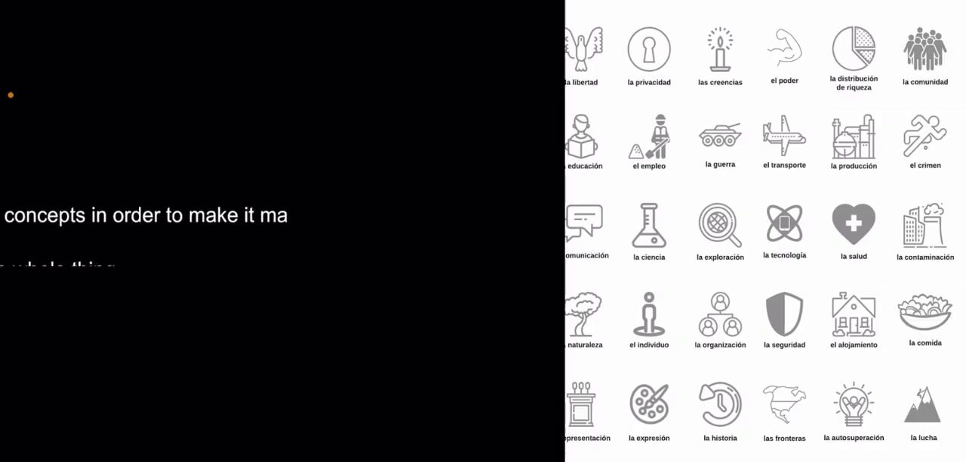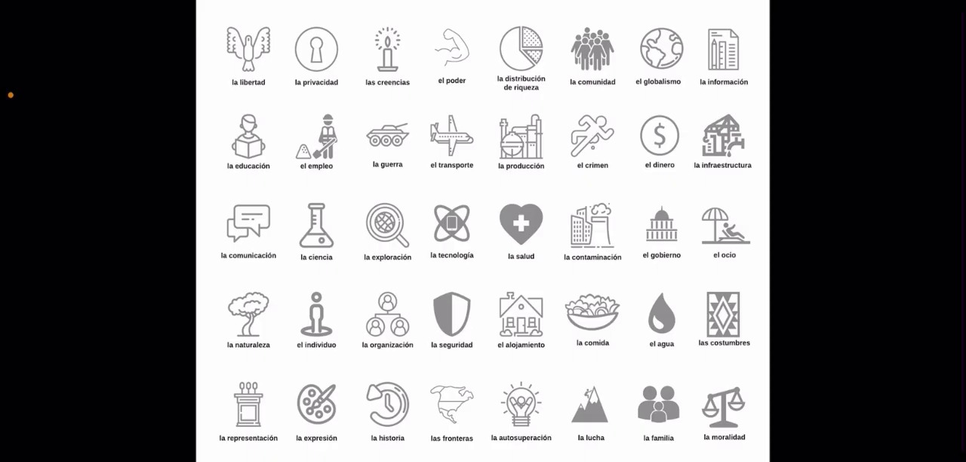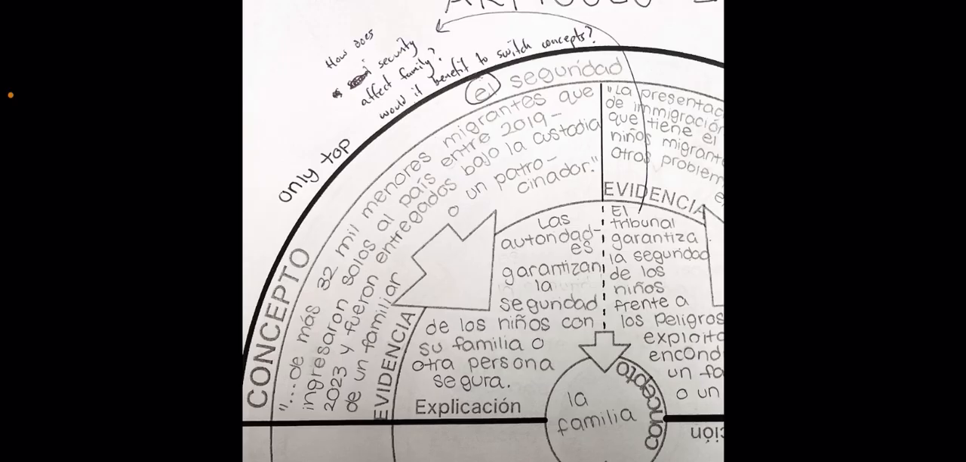All right, after that, some of you might need to reverse or change your concepts in order to make it make sense. Remember, we have all of these concepts to choose from. Some of you did a good job thinking about using them, but you just maybe didn't land on the right one. So let's take a look at this one. They were showing how security affects family.